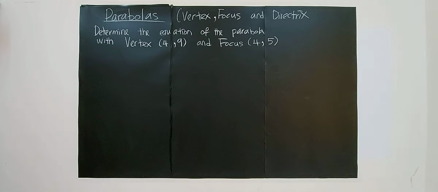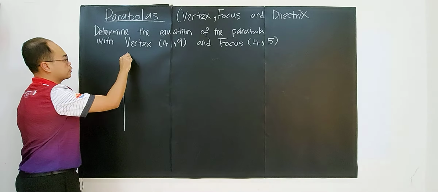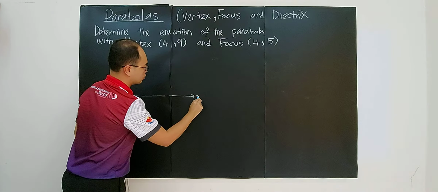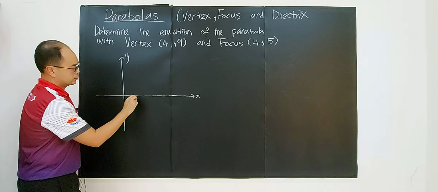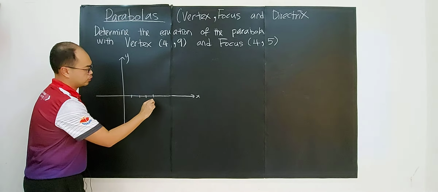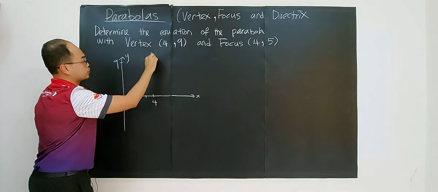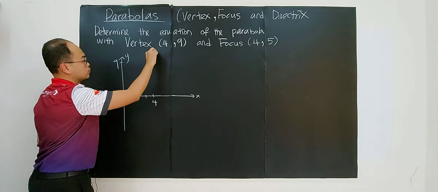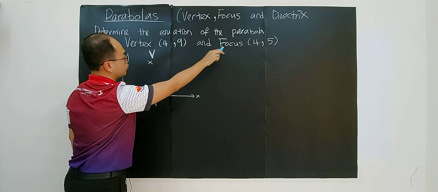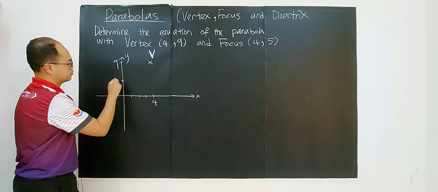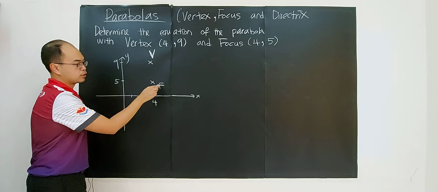Okay, let's go for the next example. More examples. Roughly sketching the points (4, 9) and (4, 5). So you have 1, 2, 3, 4, and 4, 9 will be your vertex. And at 4, roughly here, 5, we have (4, 5), the focus. The focus has to be inside the parabola.